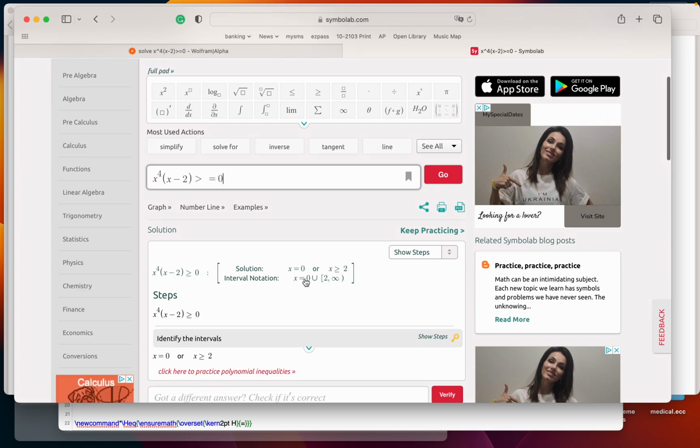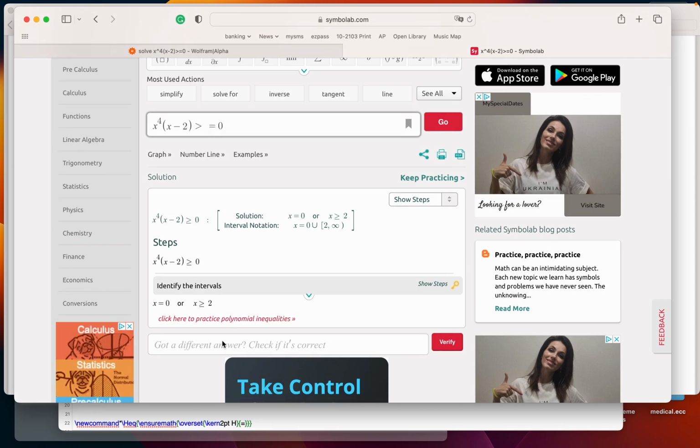All right, now that's pretty good. They also identify the intervals by doing this over here. Right, it's good. I mean, I like the product.